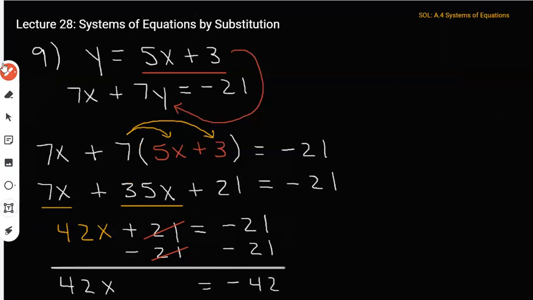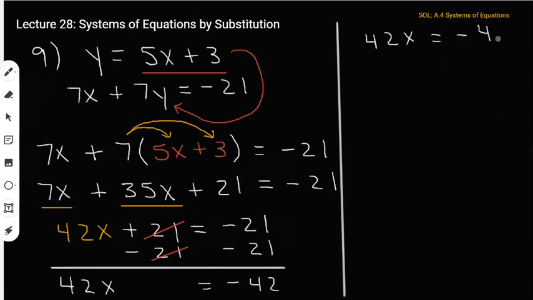So now what's the only thing I have left to do to get x by itself? Yep, divide by 42. So when I divide by 42, what did you get for x? Negative 21. Oh, wait, hold on. Negative 1. Negative 1. Good. So that's my x value.